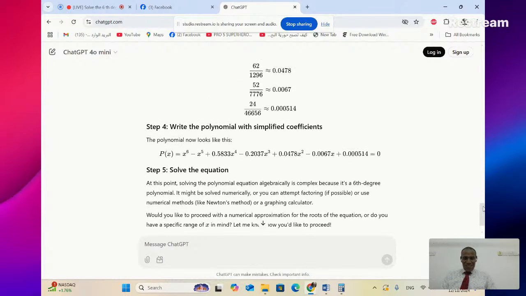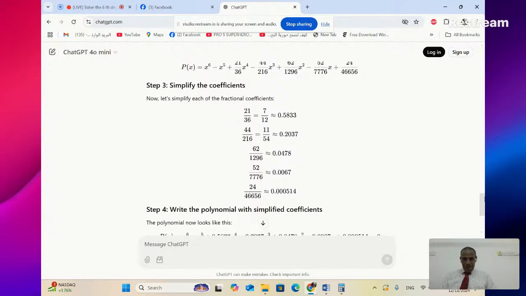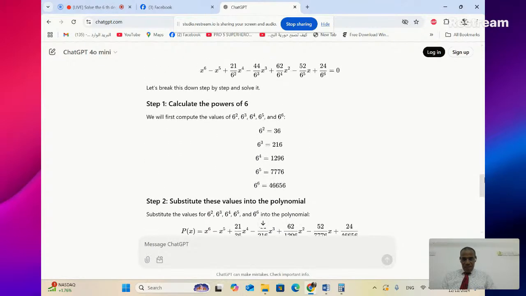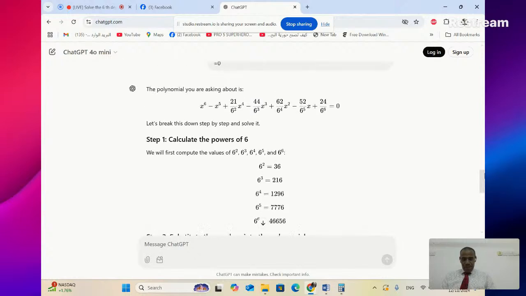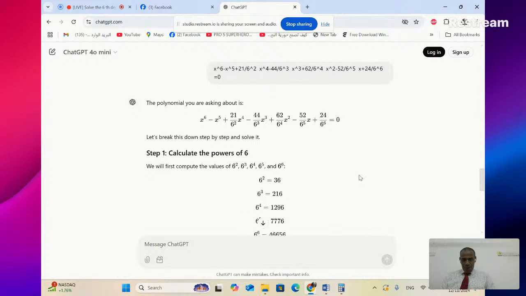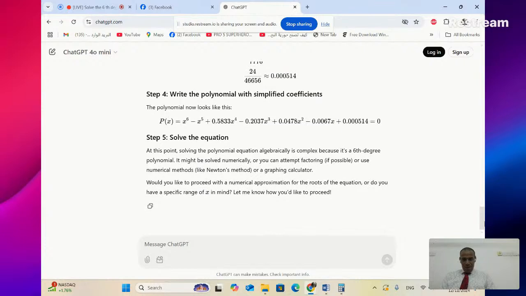You see? Okay, step: simplifying the coefficient. Now let's say it's a fraction. Okay, so he did nothing. He just wrote this polynomial in a different way, simplified something maybe in common. For example, 21 divided by 6 squared, there is a 3, it will be 7 divided by 18. So he did nothing, and he told me that he can't do it, in fact, because the highest power is 6.